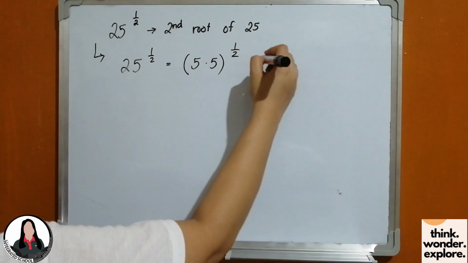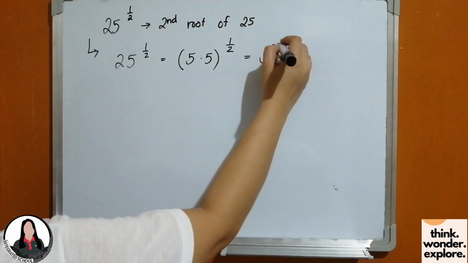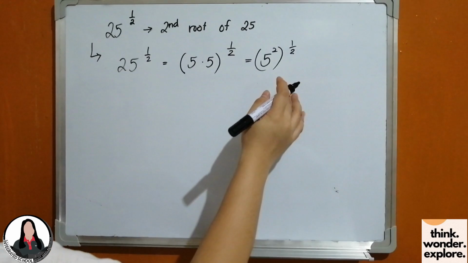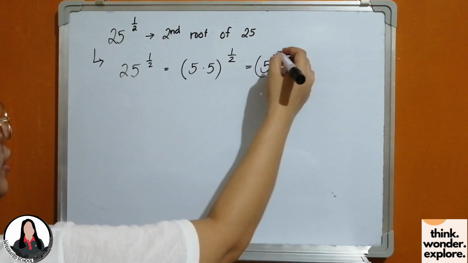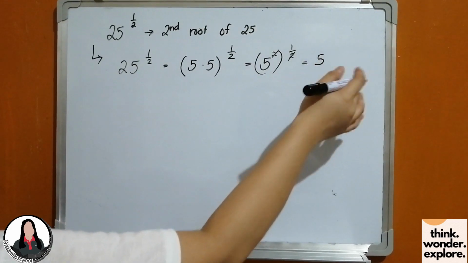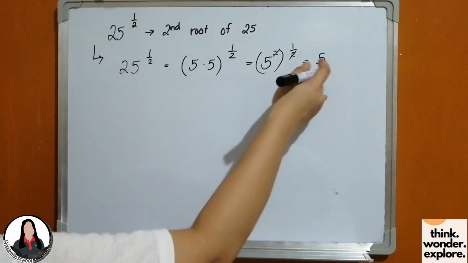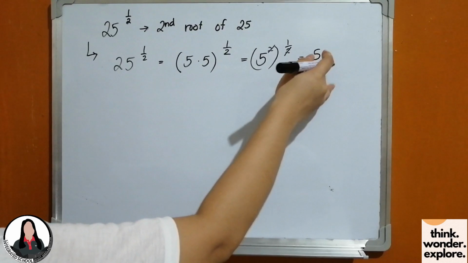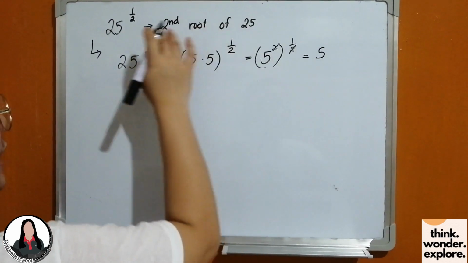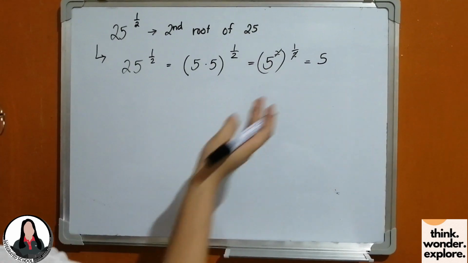And 5 times 5 can be written as 5 squared raised to 1/2. By the definition of power of a power rule, when we multiply 2 by 1/2, we get 1. So, simply, we get 5. We do not have to write 1 since it's already implied at dahil ang ating 5 is a constant. So, therefore, 25 raised to 1/2 is 5. The second root of 25 is 5.